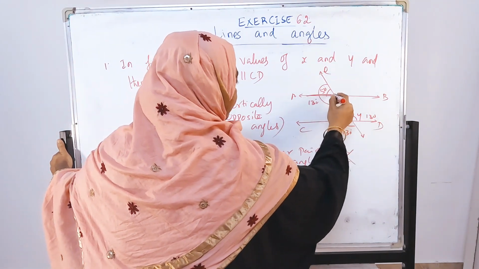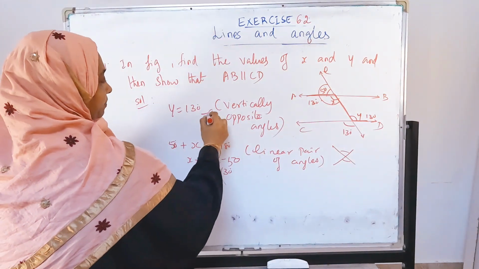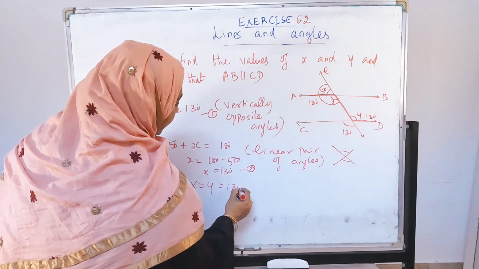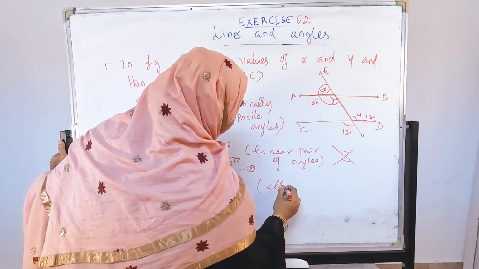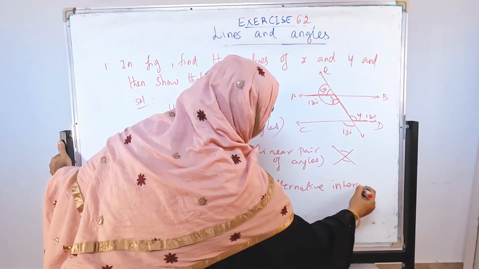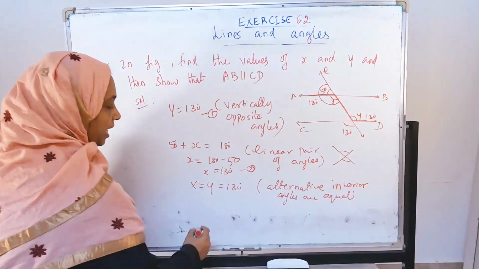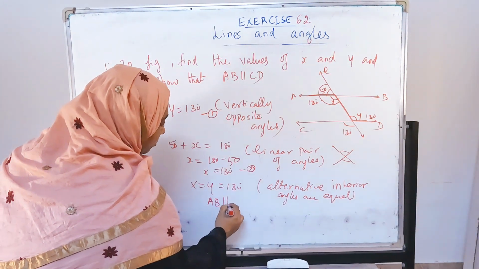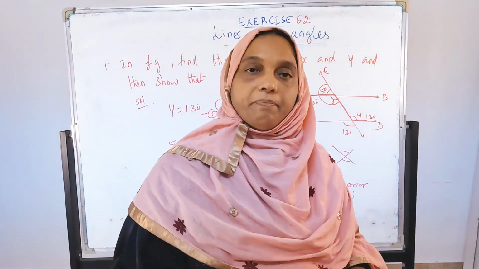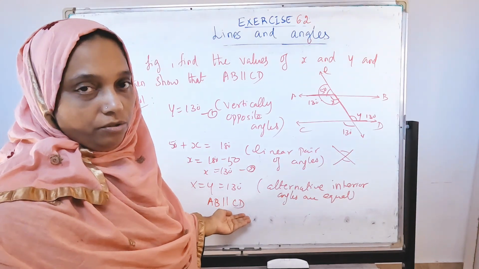So this is Z type. See, it is Z type, alternative interior angles. Here this will be 1, this is 2. X is equal to y, that is 130 degree. It is coming as alternative interior angles are equal. AB is parallel to CD. Alternative interior angles equal will come only for parallel lines. So from this we are proving that AB is parallel to CD.